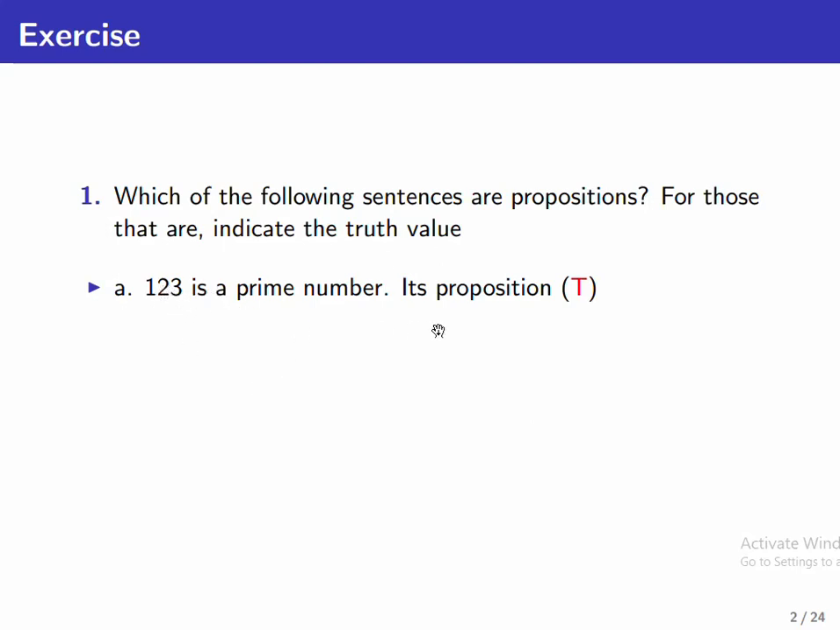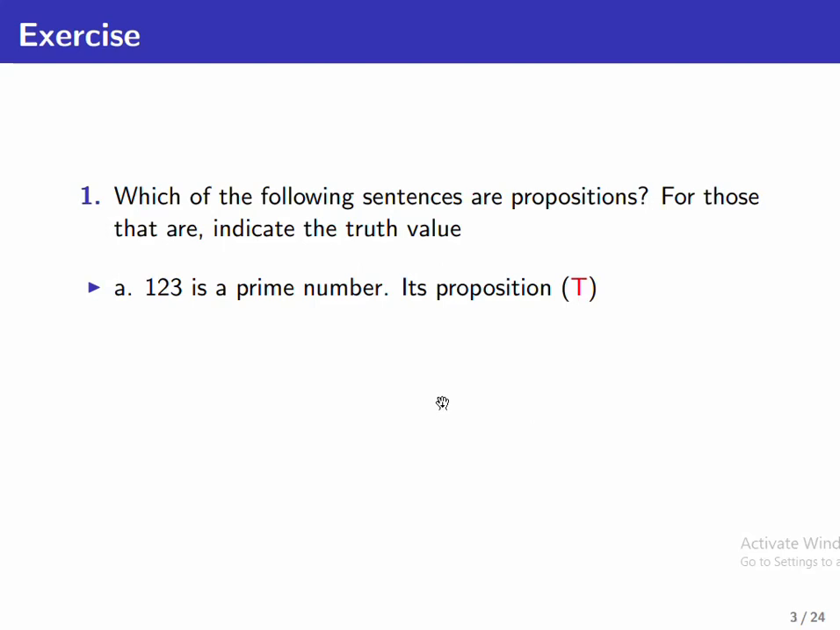A. 123 is a prime number. This is a proposition, and a prime number has only two factors, 1 and itself. So this is a proposition with a truth value.